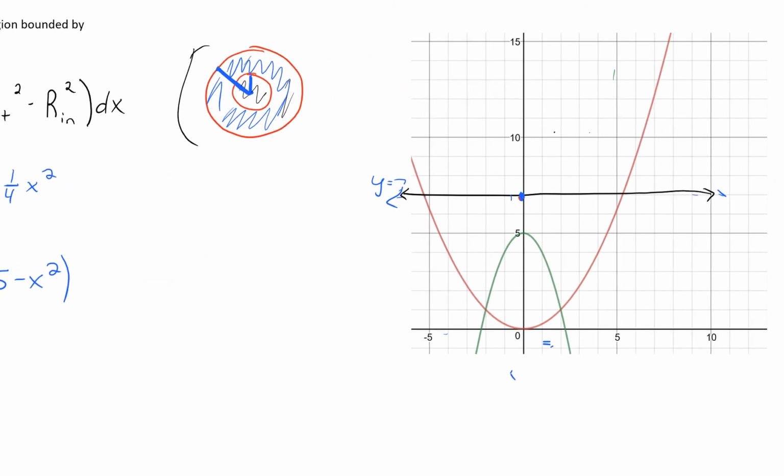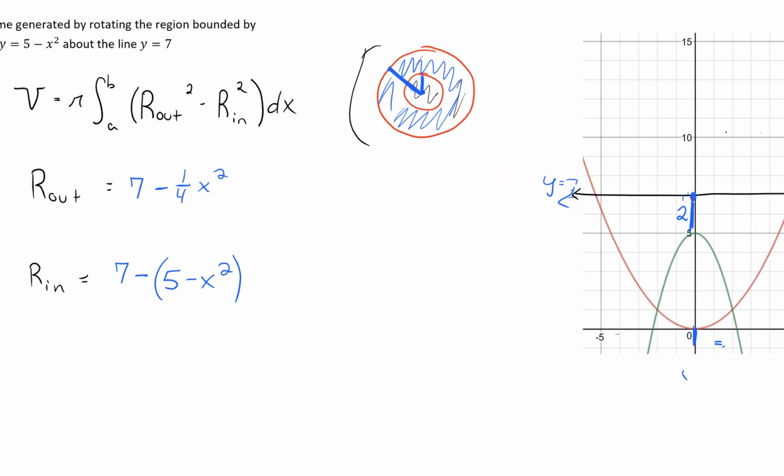So if I'm right here, I'm at the spot x equals 0. What should be my inner radius? Well, I can easily count this. It should be 2. So whenever x is 0, my inner radius should be 2, because it has a length of 2. Well, 7 minus (5 minus 0 squared) is equal to 7 minus 5, equal to 2. Okay, check. It works out. The inner radius has a length of 2.